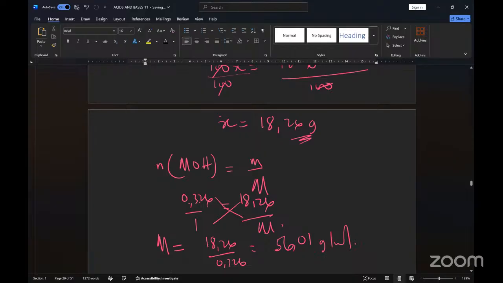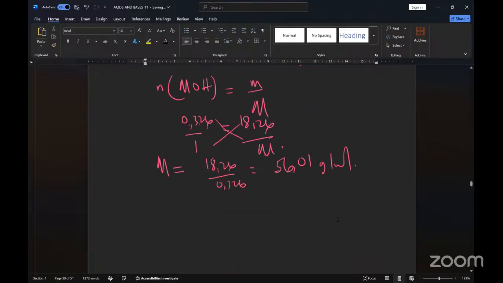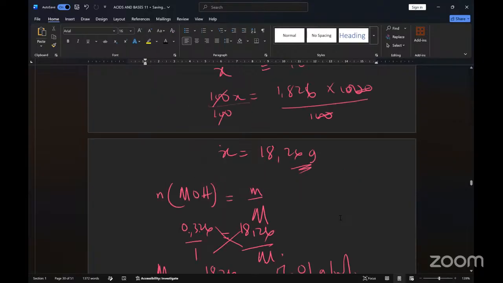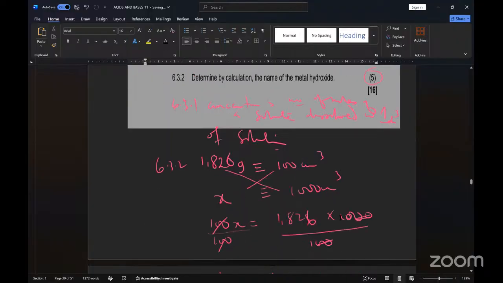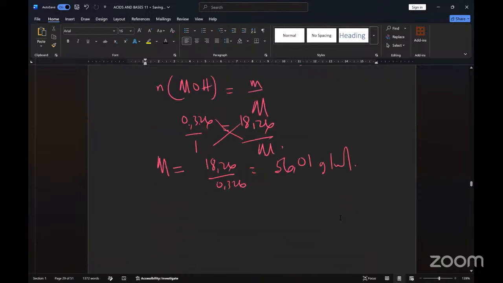Okay, so that is the molar mass. Now, we are not interested in the molar mass alone. We have been asked to determine, because it says, what is the name? Let me go back to the question. It said, determine by calculation the name of the metal hydroxide. So to know the name, we should know what M is. So we are going to put it like this.